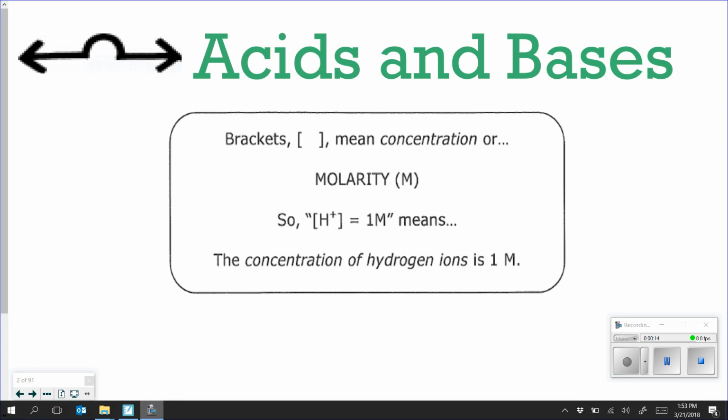To start off, we're going to piggyback on a concept that we talked about in solutions, and that is the concept of molarity, which was the concentration of our solution expressed in moles per liter. In the acid and base unit, we're going to use brackets to mean concentration. So for example, if you have brackets around H+ and have that equal to 1 molar, that means the concentration of the hydrogen ions is 1 molar. This is just a logistical way of representing concentration, particularly where acids and bases are concerned.